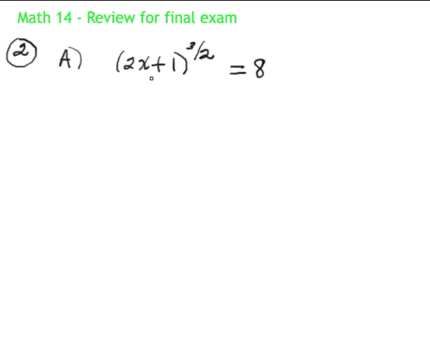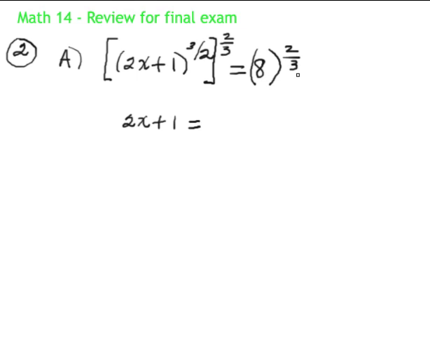In 2a, we have an expression raised to a fractional exponent equal to a number. So the way we solve this is we would raise both sides to the reciprocal of this exponent, which is 2/3. And we'll raise 8 to the 2/3 as well. Okay, and now when we multiply these exponents, we get 1. So we have 2x plus 1 is equal to 8 to the 2/3.